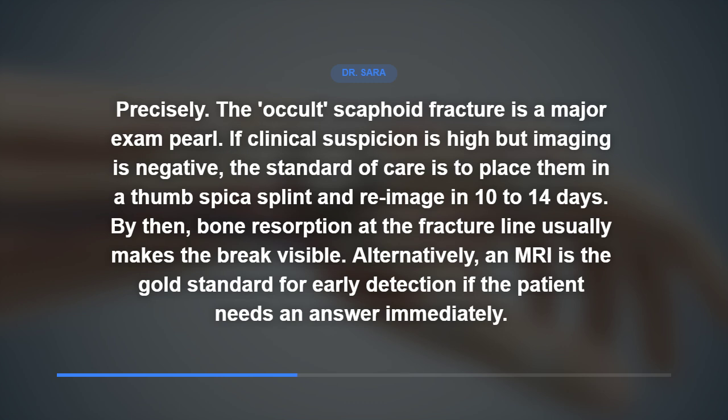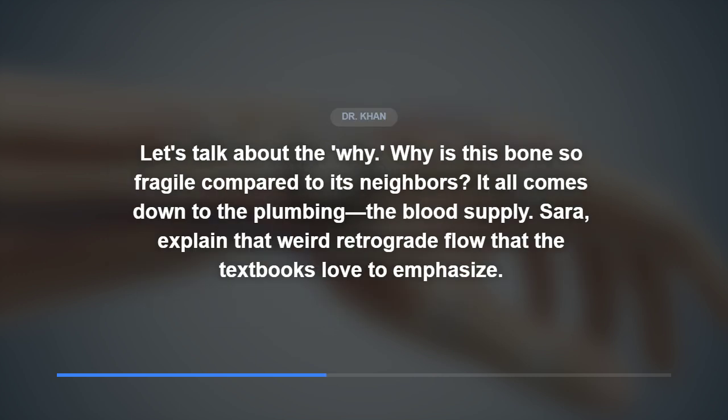Precisely. The occult scaphoid fracture is a major exam pearl. If clinical suspicion is high, but imaging is negative, the standard of care is to place them in a thumb spica splint and re-image in 10 to 14 days. By then, bone resorption at the fracture line usually makes the break visible. Alternatively, an MRI is the gold standard for early detection if the patient needs an answer immediately.